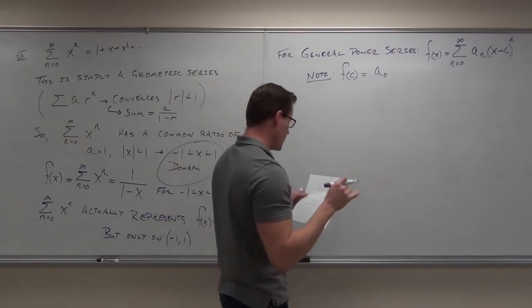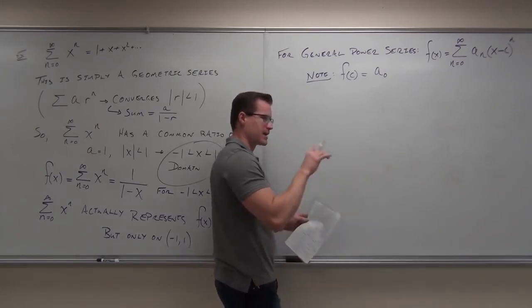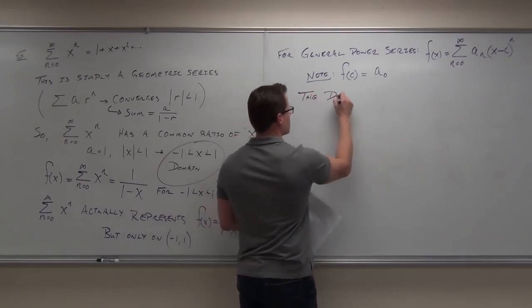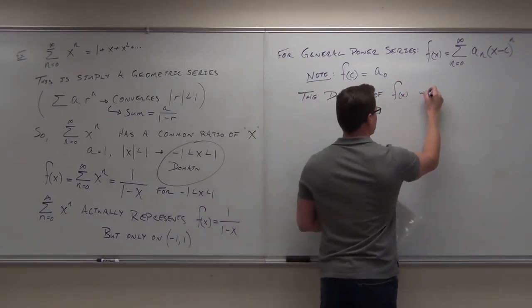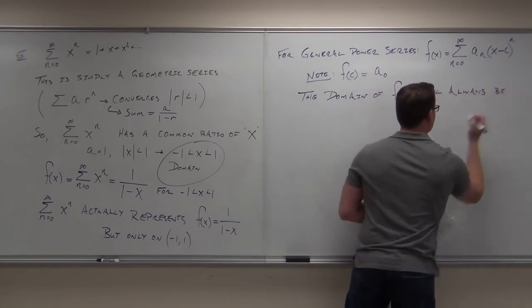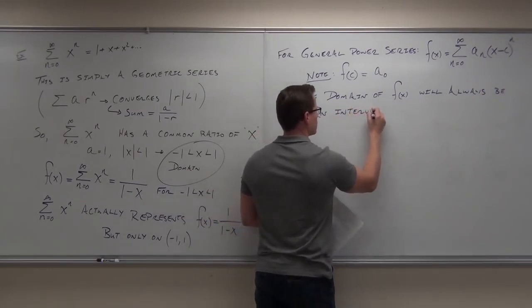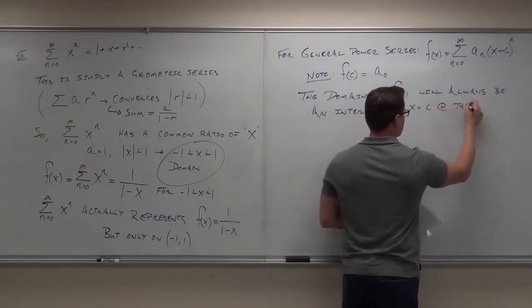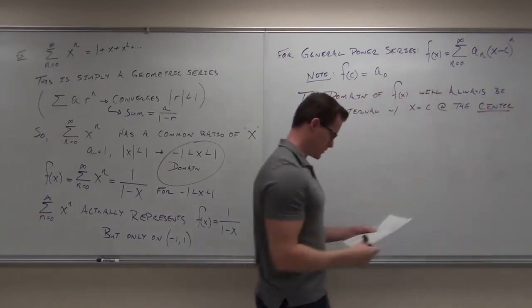So, note for you, the domain of f of x, the domain of your function, your power series, will always be an interval with x equals c at the center of it. Hence why we call c the center.